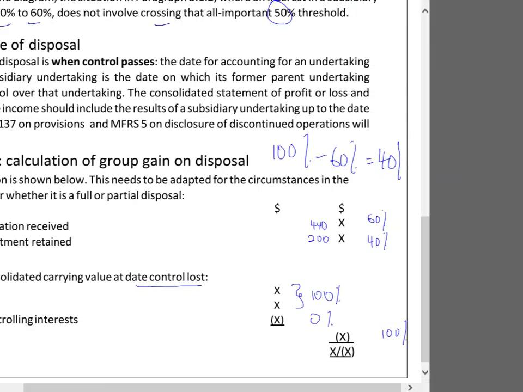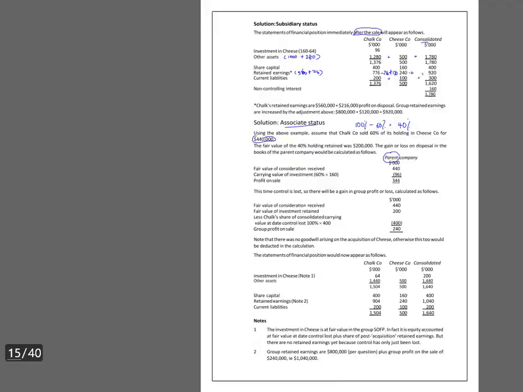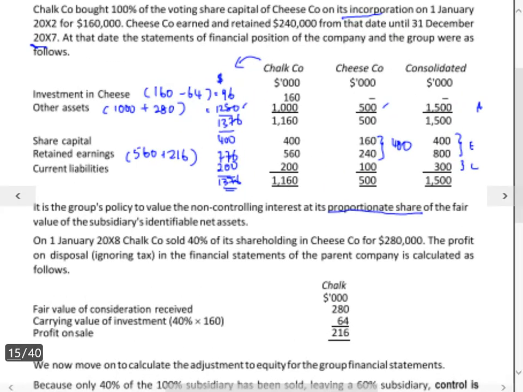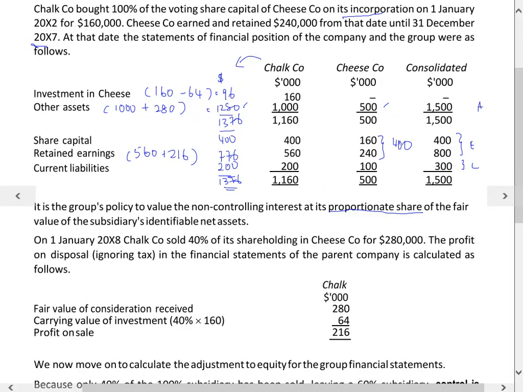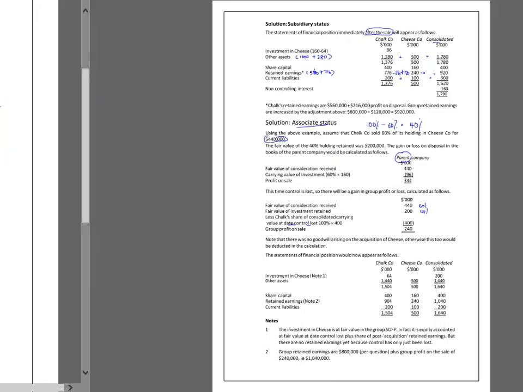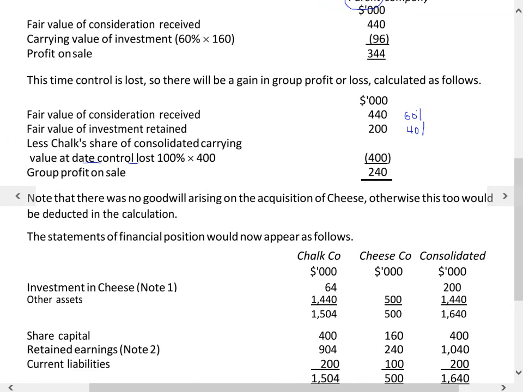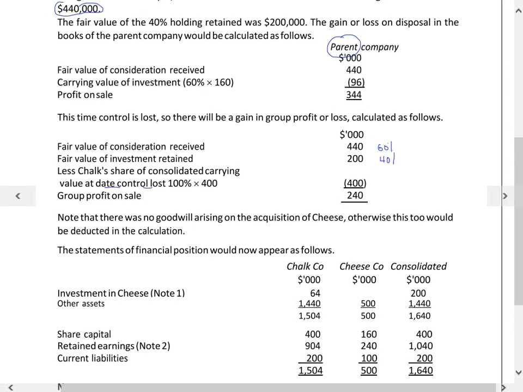Let's look at the subsidiary. This is how many percent? When I lose control, the net asset of the subsidiary is 400. I own 100%, but now I lose control, so I need to take out the value of this 60%. So 400. Therefore, this is my profit on sale. I reproduce it, it will be something like this.